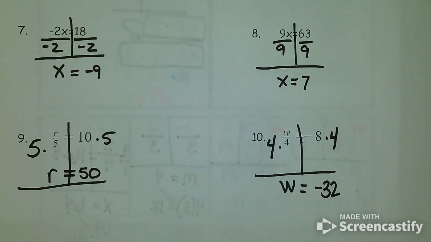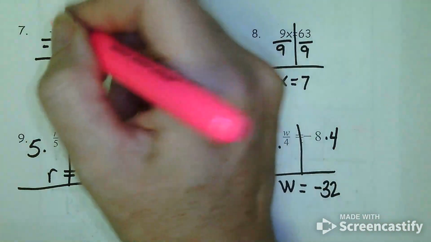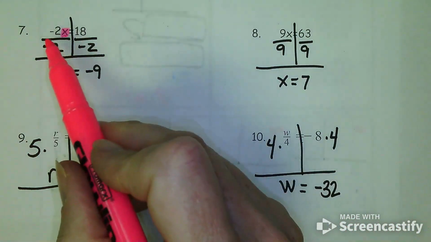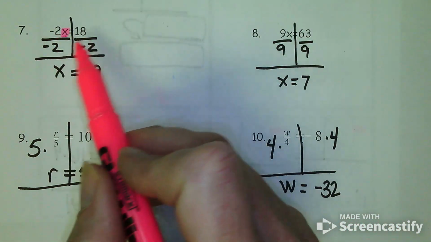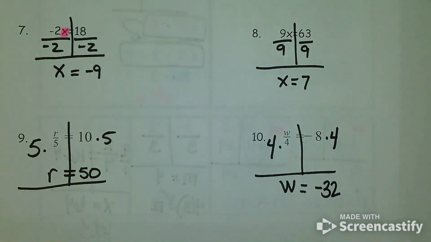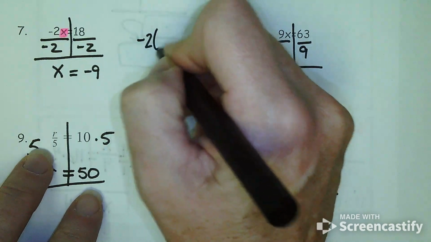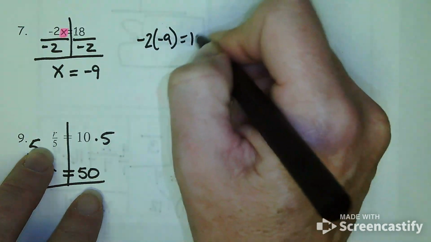Okay, last 4 problems. I want to isolate the x. It's being multiplied by negative 2, so I'm going to divide both sides by negative 2. X equals negative 9. If I follow my integer rules, negative 2 times negative 9 will give me a positive 18.